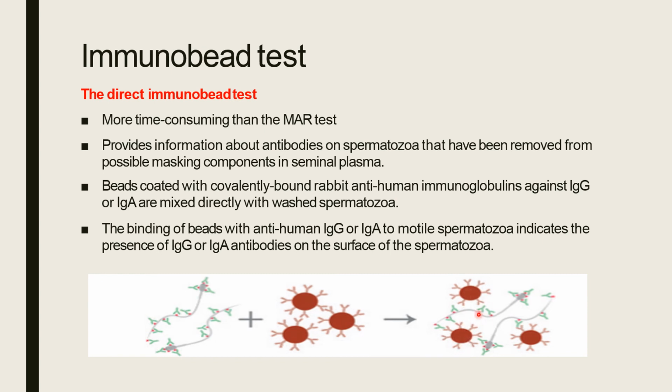If less than 50% are bound with beads, then we'll say the anti-sperm antibodies are not present in sufficient amount, so the semen would be graded as normal. And if more than 50% of sperms are bound with these polyacrylamide beads, then we will say the antibodies are sufficiently present, so the semen would be categorized as positive for anti-sperm antibodies.